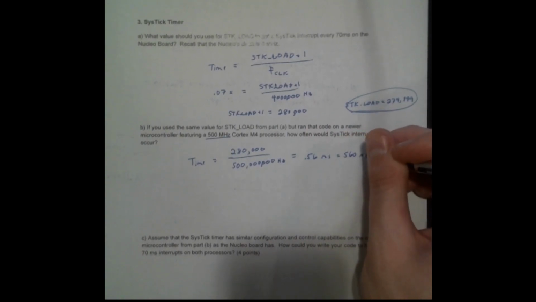And so at this point, it's just math, and we're going to have that time come out to either 0.56 milliseconds or 560 microseconds, whatever you prefer. And that's it for part B. Part C is more of a thought question. Assume that the SysTick timer has a similar configuration and control capabilities on the new microcontroller from Part B as the Nucleo board has. How would you write your code to have 70 millisecond interrupts on both processors?